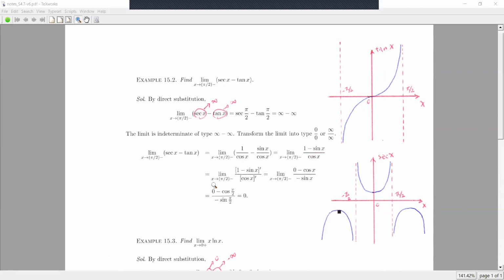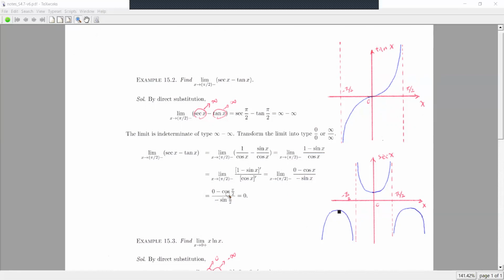By L'Hopital's rule, take the derivative on the numerator over the derivative on the denominator. 1 minus sine: the derivative is 0 minus cosine. The cosine derivative is a negative sine. Okay, now plug in pi over 2 for x, then we get this number.